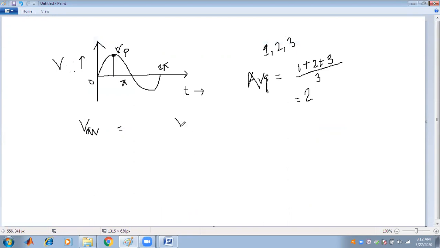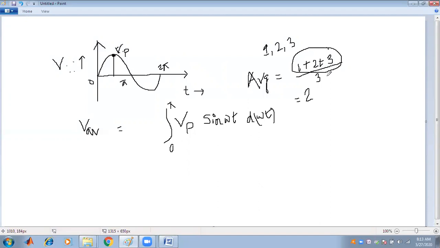So what is the equation? It is a sine curve and the maximum value is Vp. So we can write it as Vp sine of omega t d omega t. Okay. So we have to find the total area under the graph, meaning we have to integrate it from 0 to pi. This is the total area. If I compare it with that particular equation, we have done that part. We have done the 1 plus 2 plus 3 total summation part.